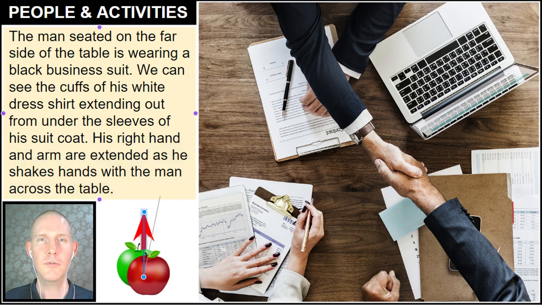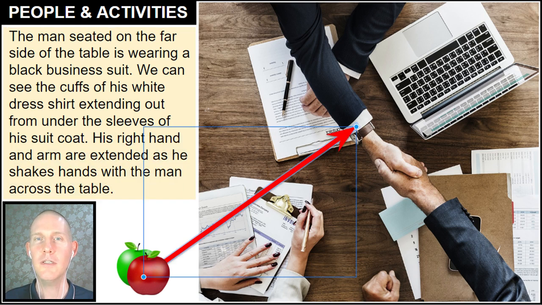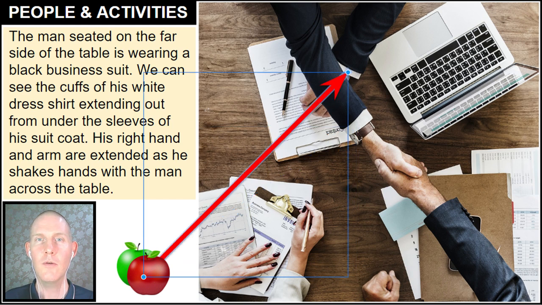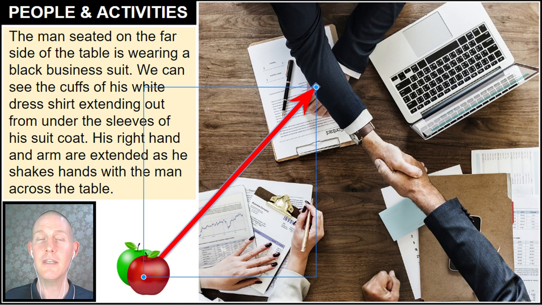All right, and first we'll show the arrow. So this is one cuff link, and here is another cuff link, right? And we can say his arm is extended. It's put out. It's put forward because they want to shake hands. All right.